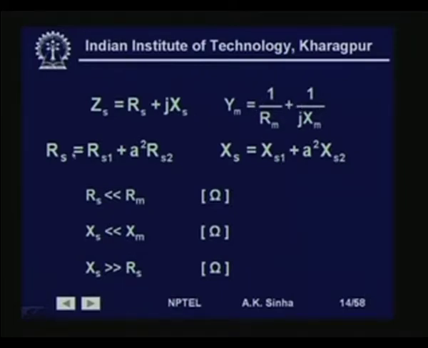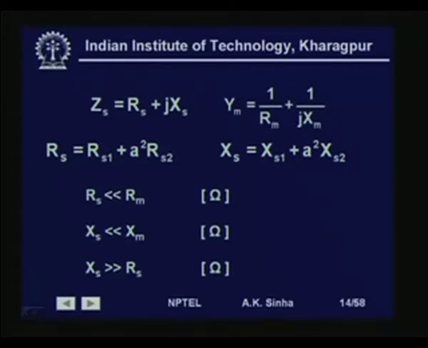Now, here RS is equal to RS1 plus a square RS2, that is the transformed resistance from the secondary side to the primary side. XS is equal to XS1 plus a square XS2, that is the transformed reactance taking care of the leakage reactance part of the secondary winding. Now, in practical transformers, RS is very, very small compared to Rm, XS is very, very small compared to XM, and XS is much larger than RS.